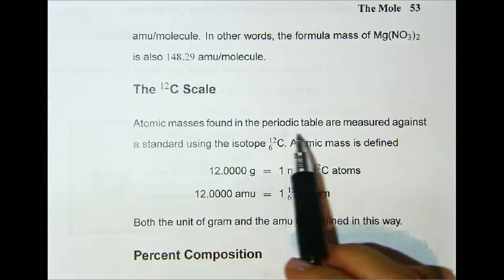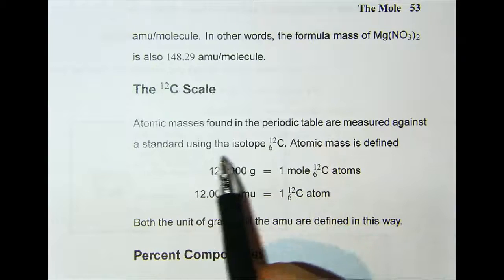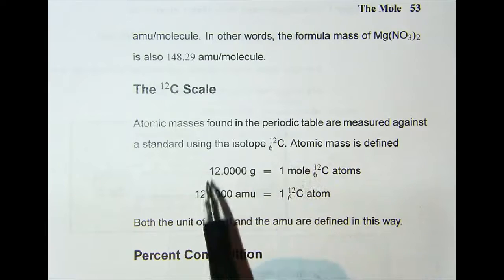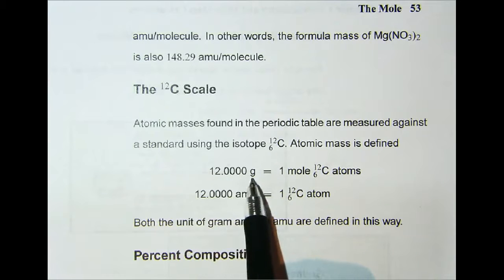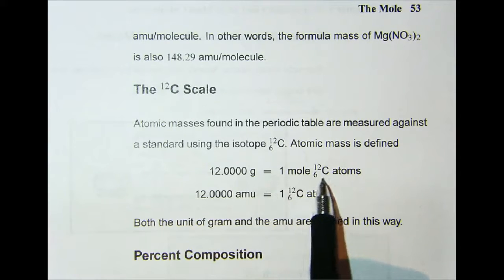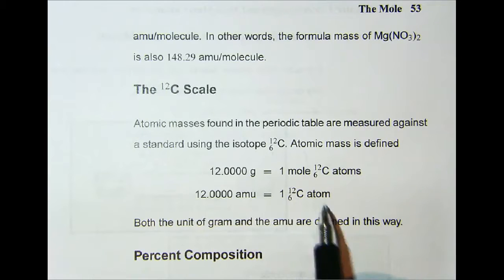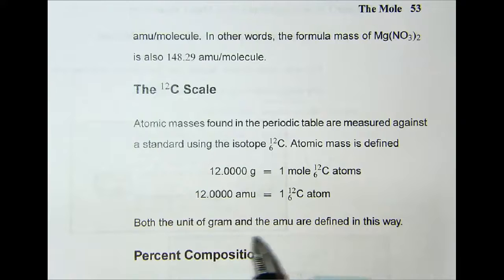Atomic masses found in the periodic table are measured against a standard using the isotope carbon-12. Atomic mass is defined as 12.0000 grams is equal to 1 mole of carbon atoms, or 12 AMU equals 1 carbon atom. Both the unit of gram and AMU are defined in this way.